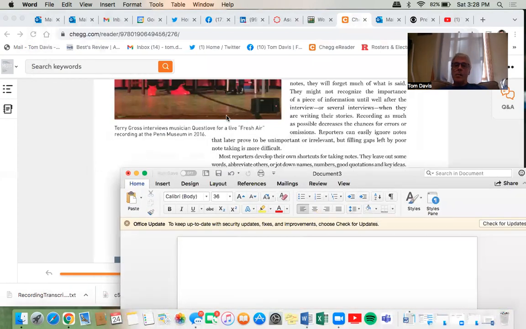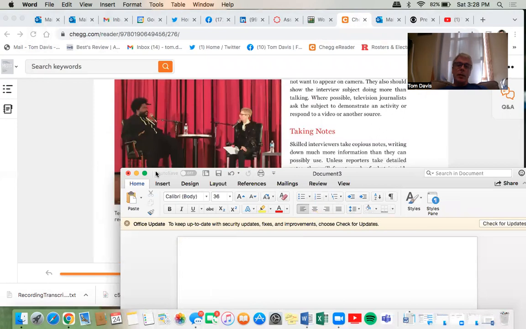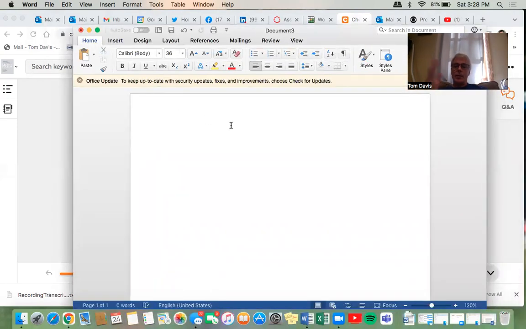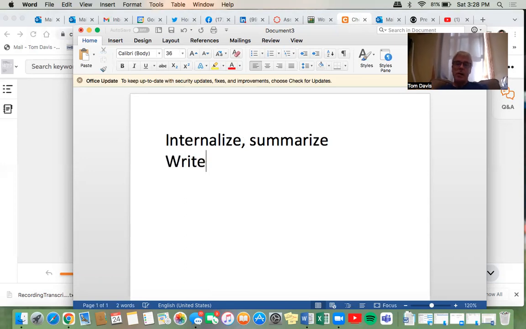Taking notes. I always tell people to internalize. If I've repeated some of this, I'm sorry, but sometimes it's a good idea to put the notebook down and just listen to what people are saying, and then summarize what they say. I'm going to repeat it because I think it's important to know. I'm sorry, internalize. Wow, I am something else today. Listen, summarize.